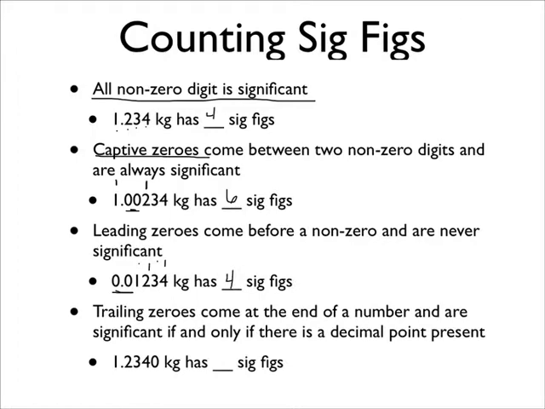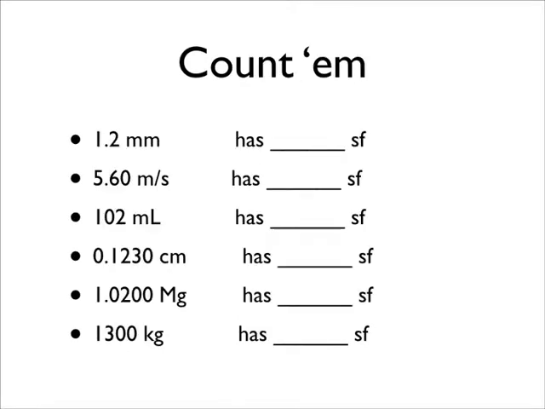And finally, trailing zeros. These zeros come at the end of a number and are significant if and only if there is a decimal point involved. So here we have a 0 and there is a decimal point. So that 0 is significant. So we have 1, 2, 3, 4, 5 sig figs.